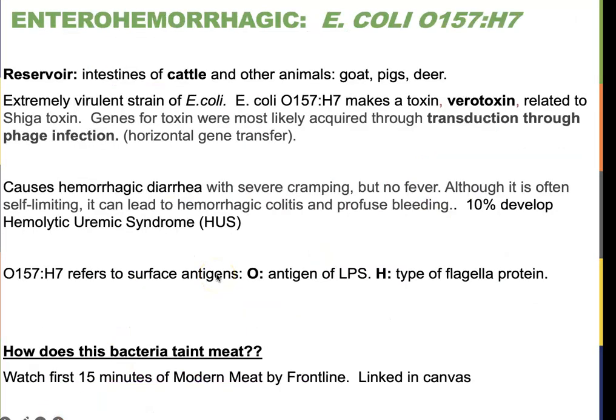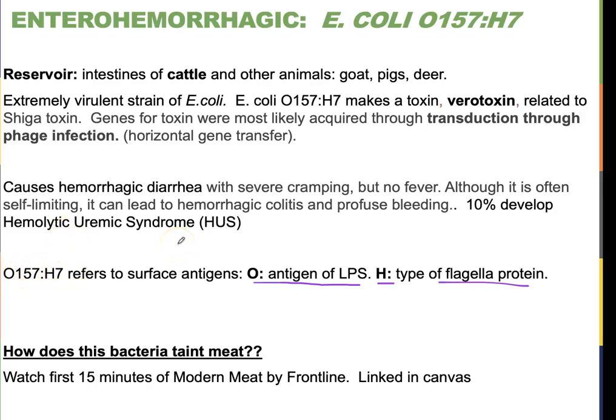Okay, so that brings us to enterohemorrhagic E. coli, otherwise known as E. coli O157:H7. What do those things mean, right? Those numbers and letters, they're basically markers for surface proteins. The O is the antigen on the LPS molecule, so it's going to be the carbohydrate part of the LPS, lipopolysaccharide, and the H is going to be the type of flagella protein that it has. So it's type O157 and type H7.